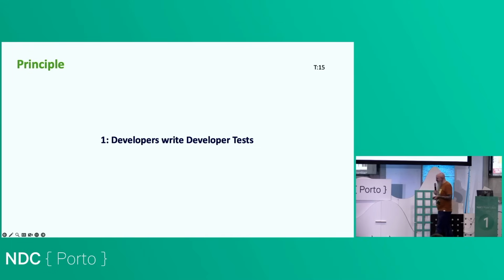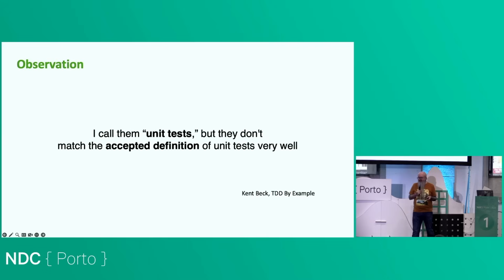Okay. So the principle you need to understand, a principle that's been around since the beginning of TDD, is that developers write developer tests, sometimes called programmer tests, not unit tests. It's worth noting, when Kent writes TDD by Example, Kent is not the originator of TDD, and he would admit to that, I think. Kent is documenting a practice that he and others in various software communities have been using for some time.